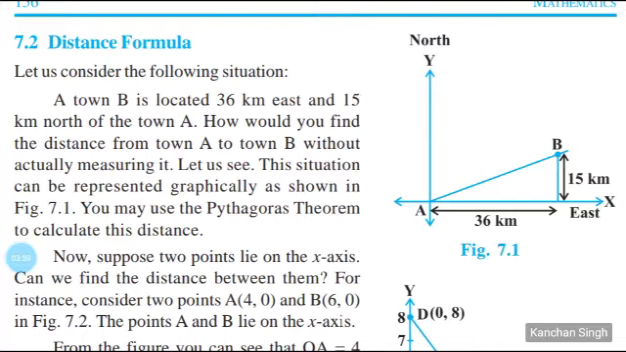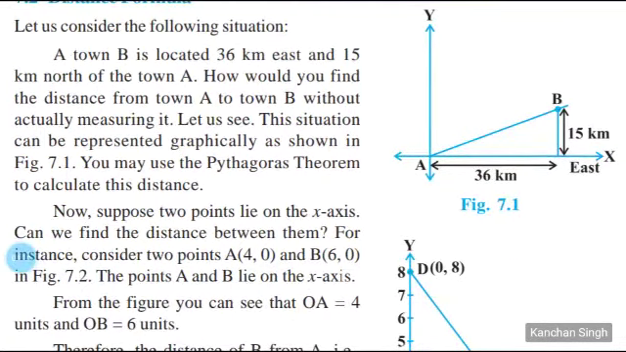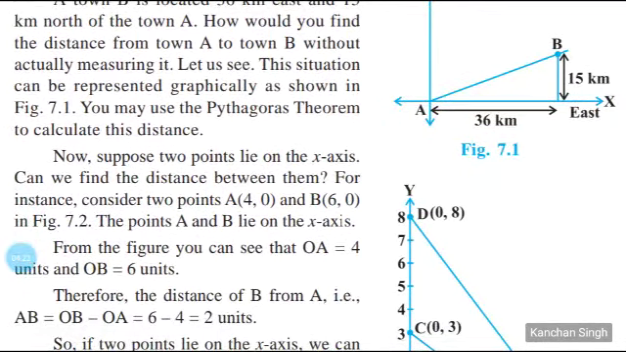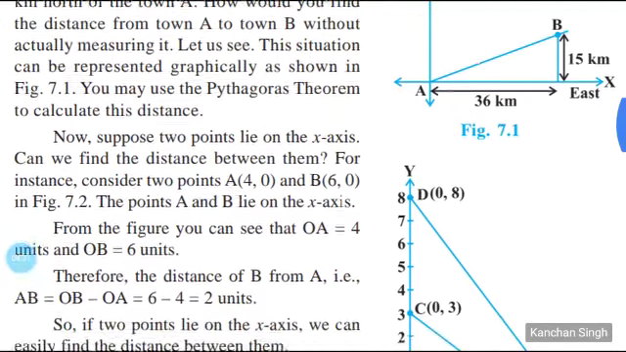We know how to draw the graph. So here A to B is 36 km east and 15 km north. To find this, what will we do? We will use our previous formula, that is the Pythagoras theorem. We remember it: hypotenuse square is equal to perpendicular square plus base square. We can use the Pythagoras theorem to calculate the distance. Now see.